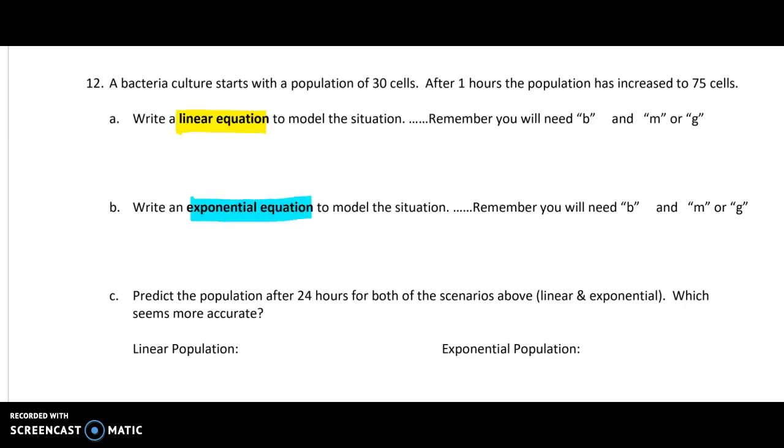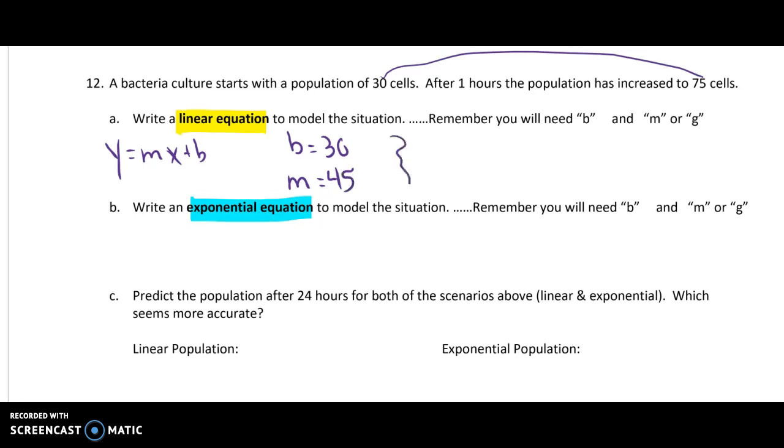So in linear, just remember that we've got y equals mx plus b. We will need our starting amount, and that is going to be the 30 cells. And then we're going to need our m. Remember, m is when you add. So we want to look at how you went from 30, adding y's, to 75, and that is a difference of 45. So that's our m. So the first thing I'm going to do is now write my equation for this one. So y equals m, there's your 45x plus b.